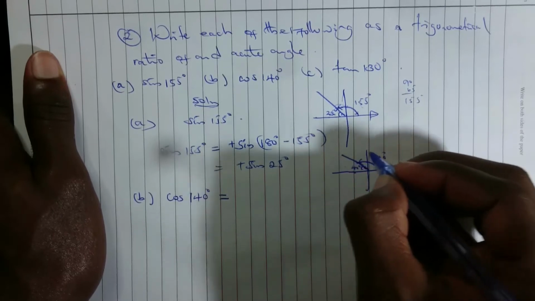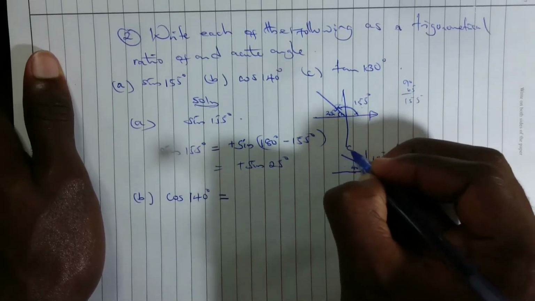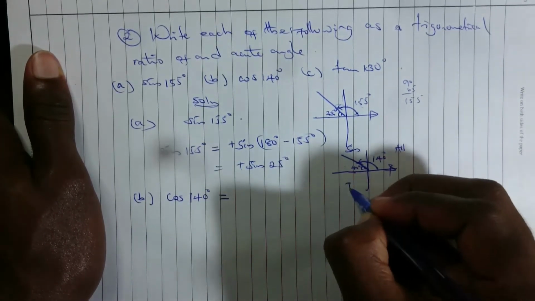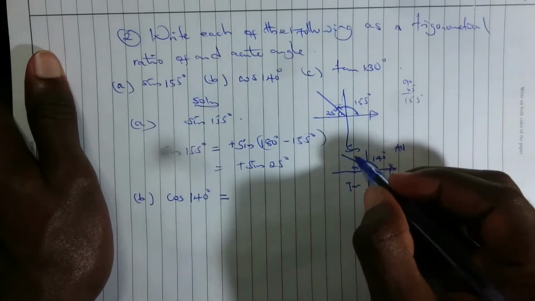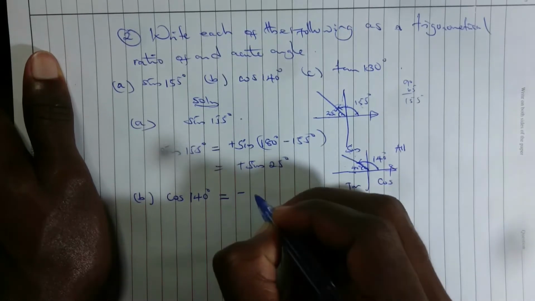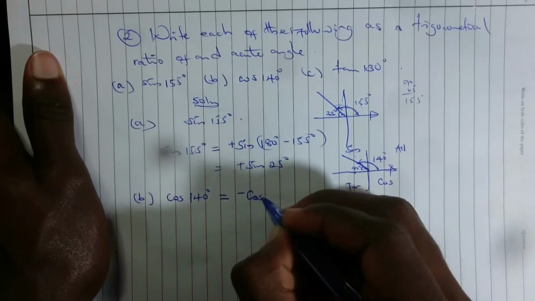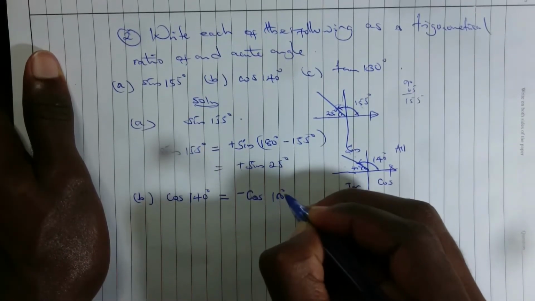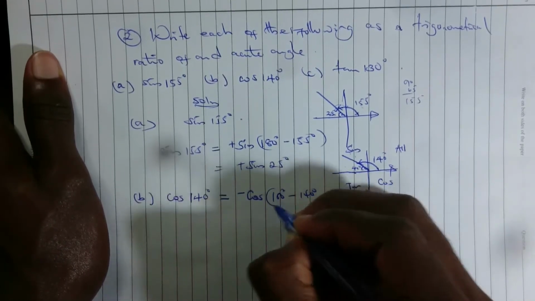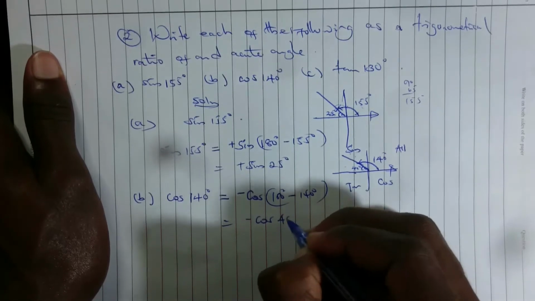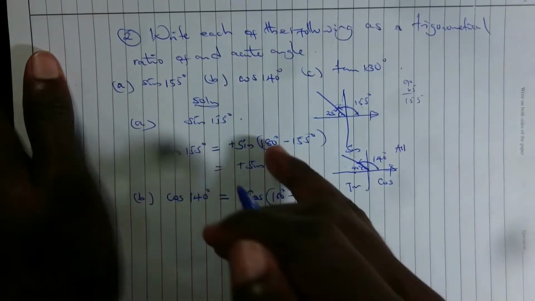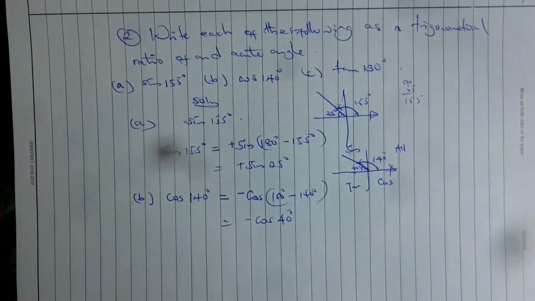Cos is negative here. Remember I said here all are positive. Sine is positive here, tan is positive here, and cos is positive here. So that means here cos and tan are negative, so it's going to be negative cos of 180 degrees minus 140 degrees, which is actually negative cosine of 40 degrees. See that 25 and 40 are already acute angles.